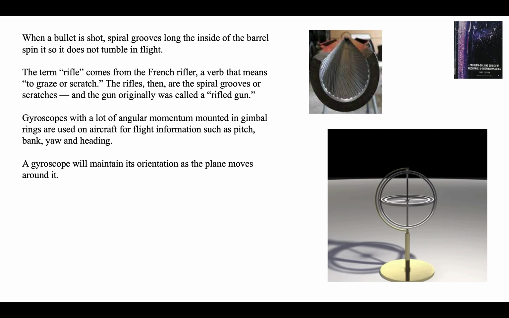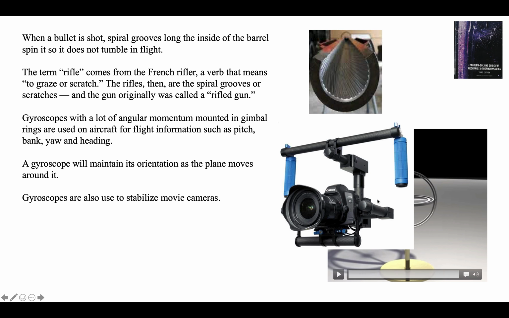There's a little instrument panel that tells you all of that. They're also used to stabilize movie cameras. So here's a gyroscopically stable movie camera. And if you hold on here, these two handles, the picture you get is going to be very stable because there's a gyroscope in there keeping it.